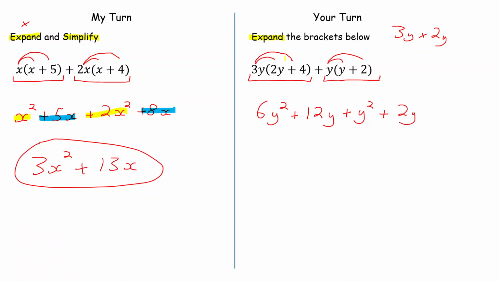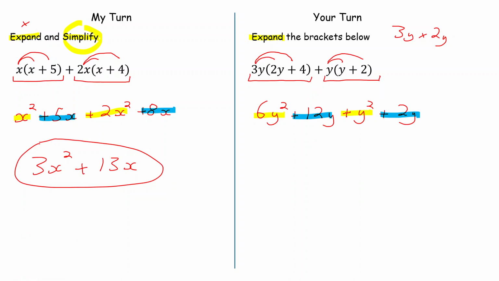Okay, and then we're going to simplify. It should say expand and simplify, sorry. So we're now going to simplify this. So which of these terms are like? You've got a 6y squared and a plus 1y squared that both have the same variable, y squared. And similarly, over here, it's got a plus 12y and a plus 2y. So you've got a y and a y that are like terms.